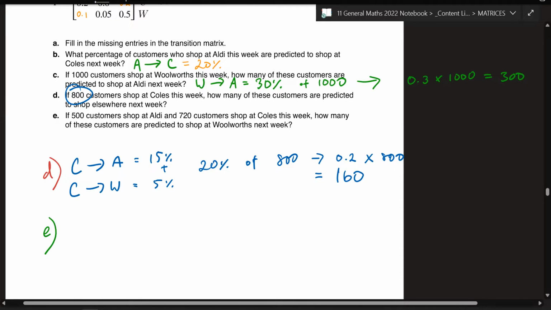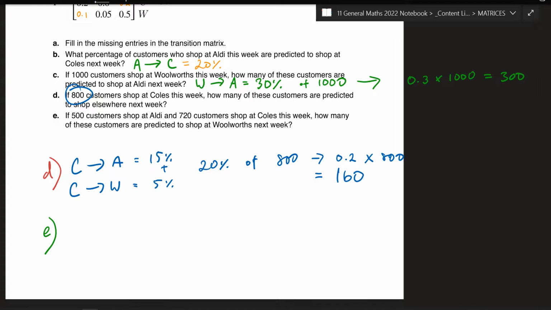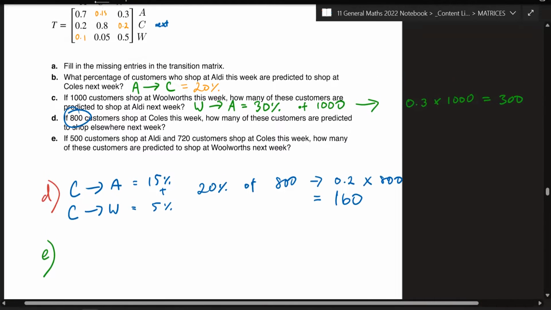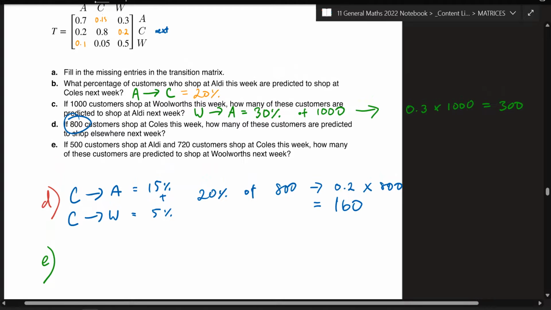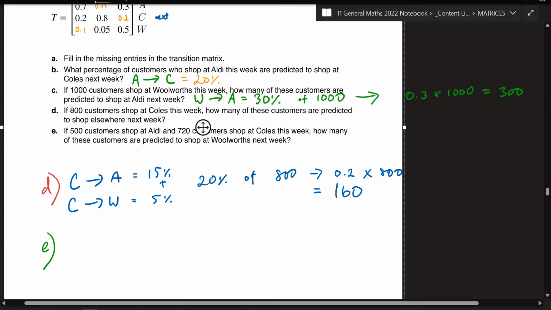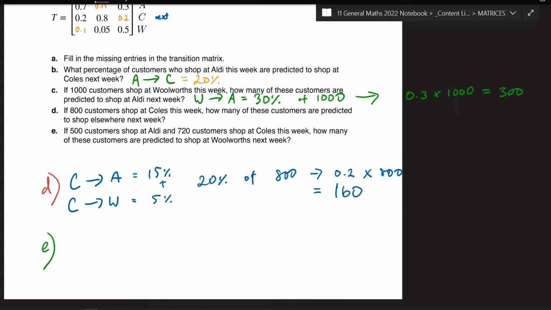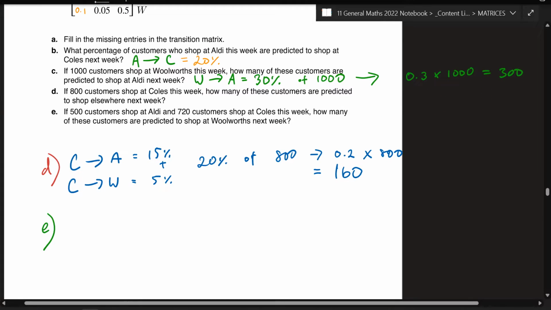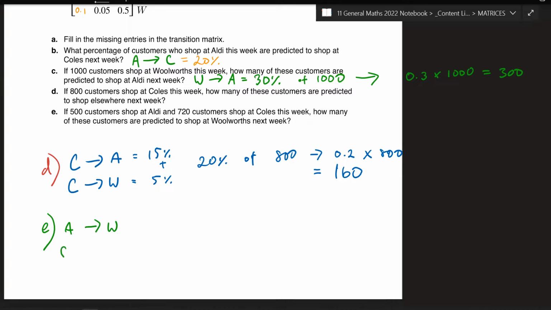If 500 customers shopped at Aldi and 720 shopped at Coles this week, how many of these customers are predicted to shop at Woolies next week? So there's two things we're looking for. Aldi to Woolies and then Coles to Woolies. Those two numbers. Okay? Because that's what it's saying here. 500 were at Aldi and then 720 were at Coles. How many of those customers are going to go to Woolies the week after? So there's two things we're looking for. Aldi to Woolies and then Coles to Woolies.